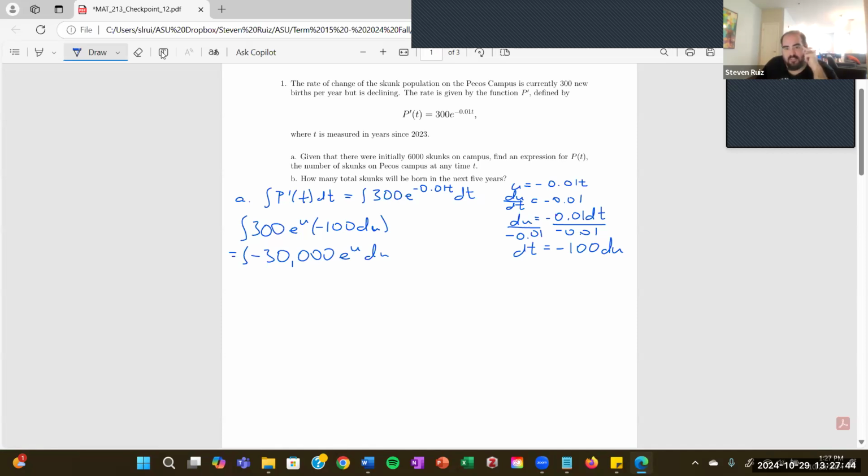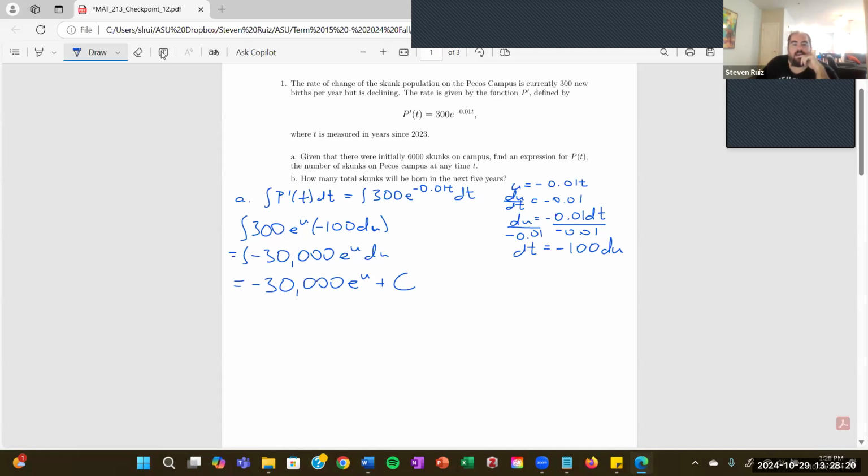Think back to the derivative of e to the u. The derivative of e to the u is e to the u, which means the integral of e to the u is e to the u plus c. So this will be equal to negative 30,000 e to the u plus c. Now, do I have enough information to figure out what c is? I should, and here's why.